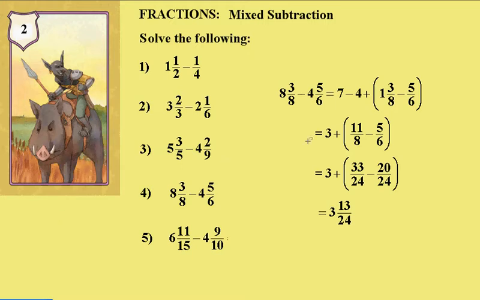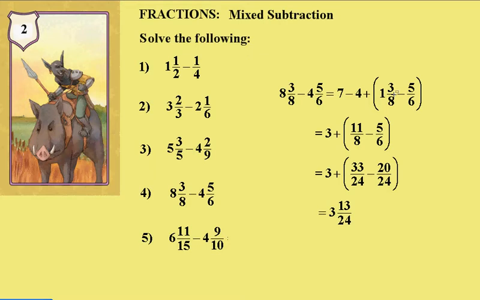Now the last two are tricky ones. You notice in both cases this proper fraction is larger than this fraction. 5/6 is bigger than 3/8, and again in this one 9/10 is bigger than 11/15. So we have to do a little bit of adjustment here. I'm going to rewrite that as 7, and I'll borrow that 1 and put it with the 3/8, making 1 3/8. So you can see 7 plus 1 3/8 is still 8 3/8.